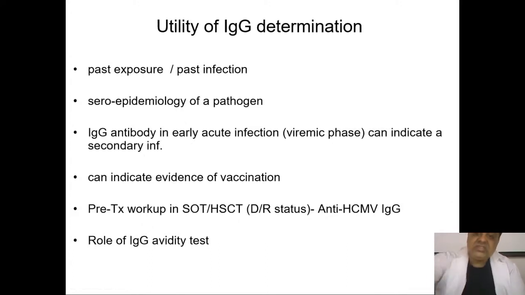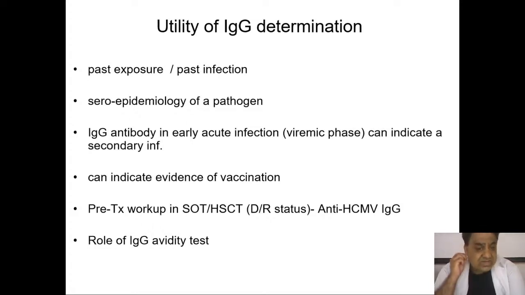So, if you have high IgG to an organism in the acute phase of illness, this may actually be a secondary response or a secondary exposure to the organism. So, IgG also helps us to differentiate in certain situations, not always, a primary infection from a secondary infection. IgG response after the vaccine has been given to an organism, presence of IgG indicates successful vaccination.